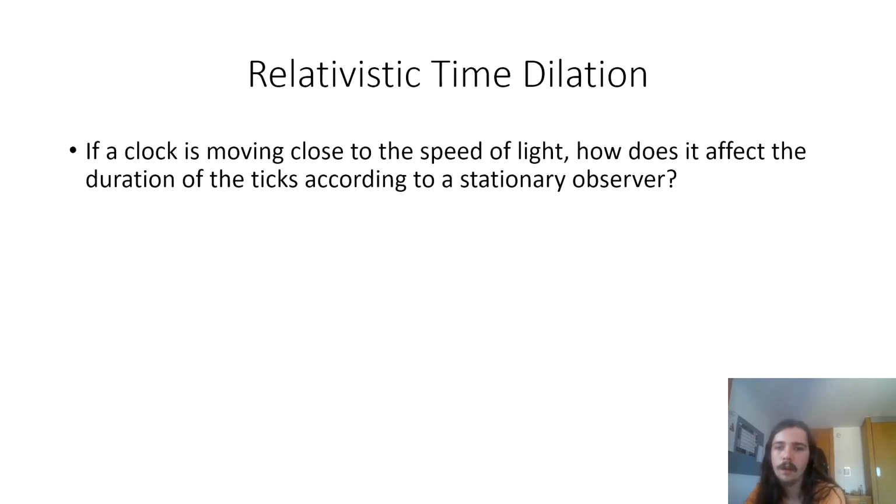And so another consequence is called relativistic time dilation. So the question is, if a clock is moving close to the speed of light, how does it affect the duration of the ticks according to a stationary observer? So if we say a clock ticks every second, according to somebody who's next to the clock, then how will a stationary observer perceive this?